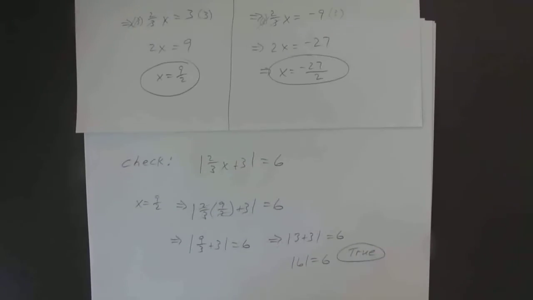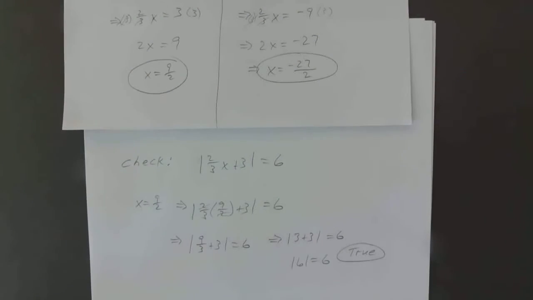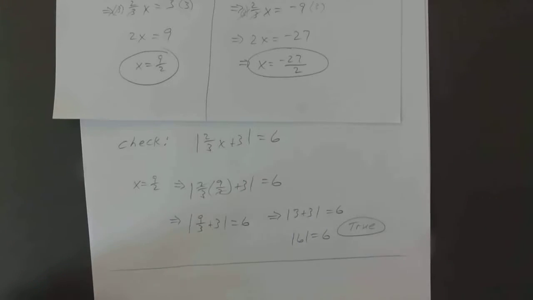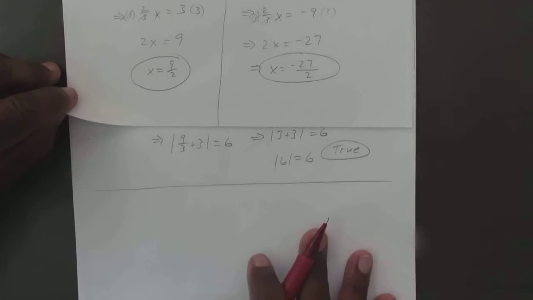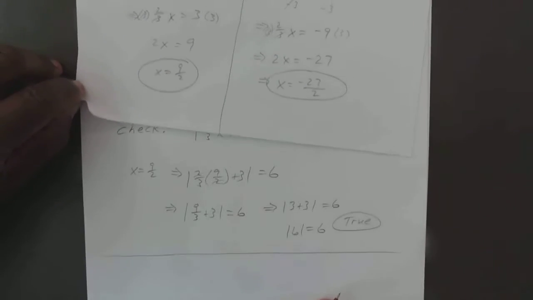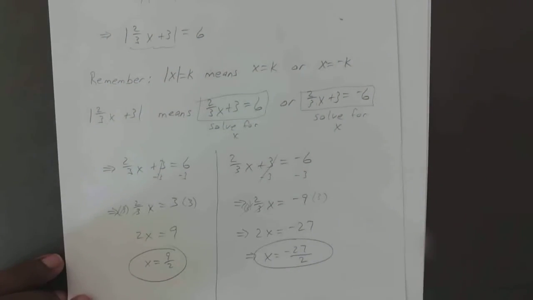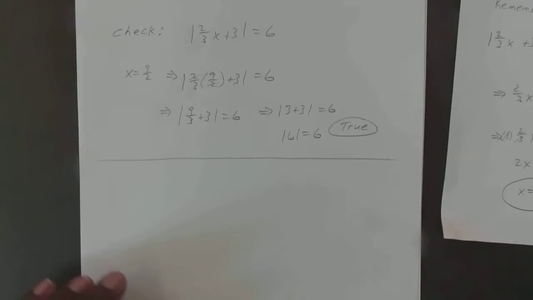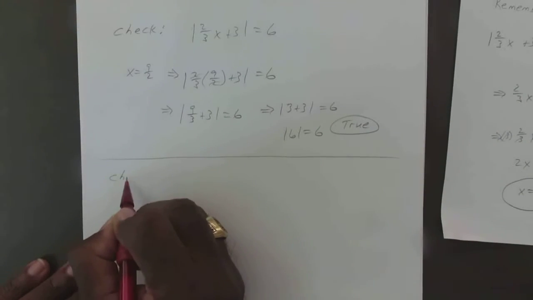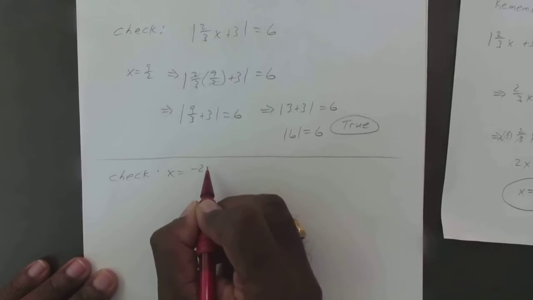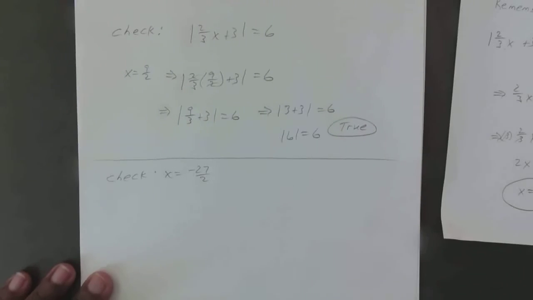Move that up some. Okay, so now we check, slide that up. Sorry, in case anyone is still writing on this first one? All right, let me move that out of the way. Okay, so now we check x equals negative 27 over 2.